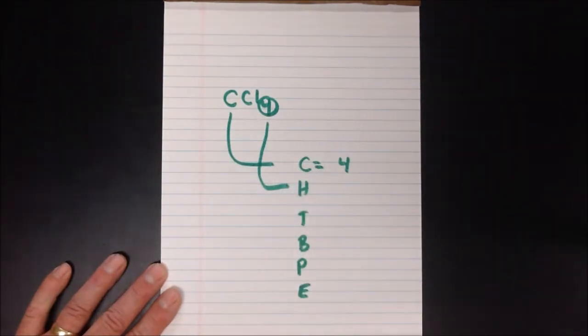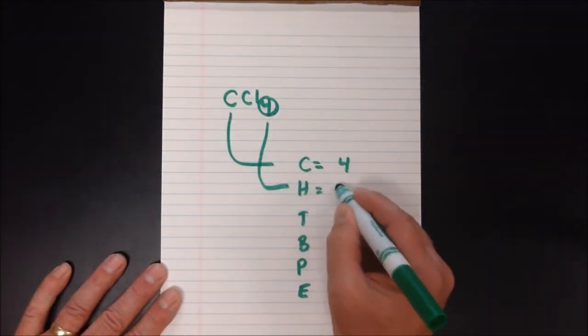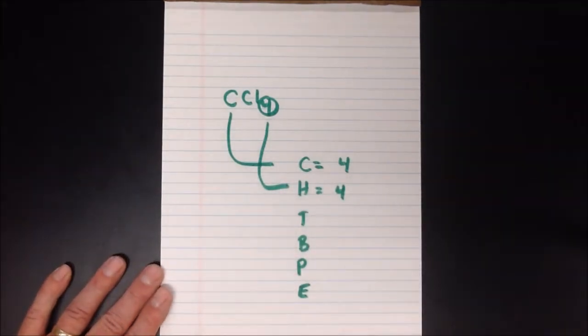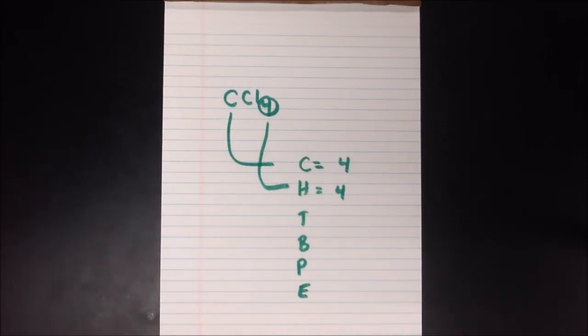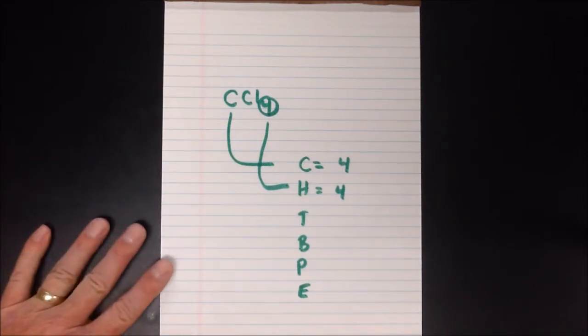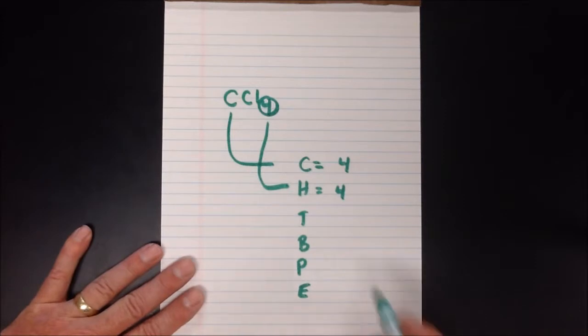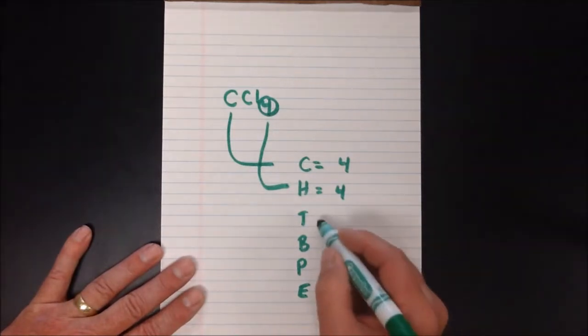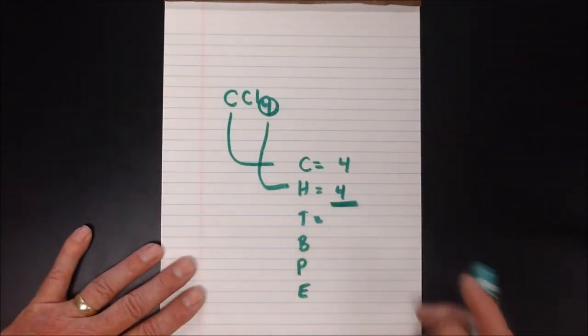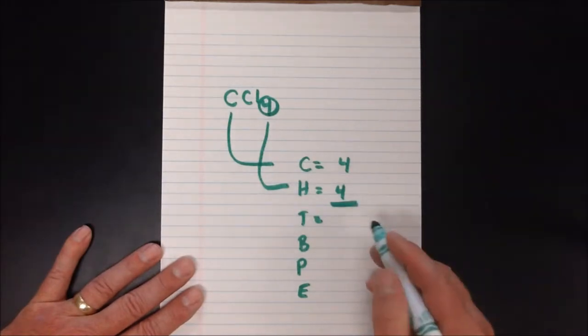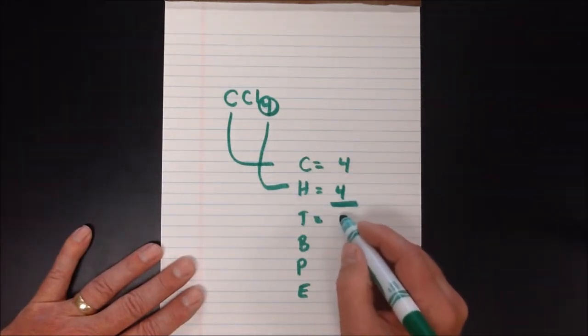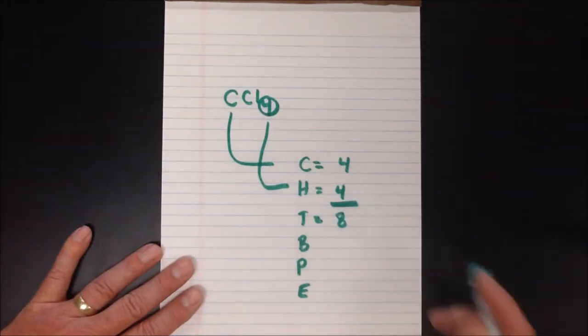H is just your number of halogens. So I've got 4 central electrons, 4 electrons on the central atom, 4 externally bonded halogen total atoms, and T is simple math operation. We're going to add those two numbers together. So 4 plus 4 gives me a total of 8.